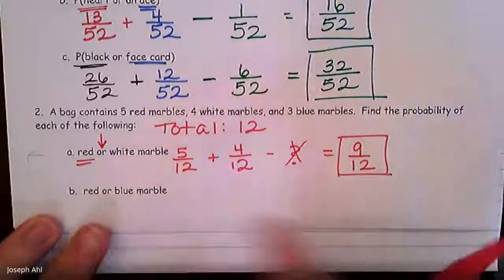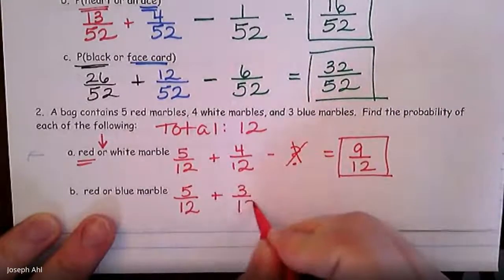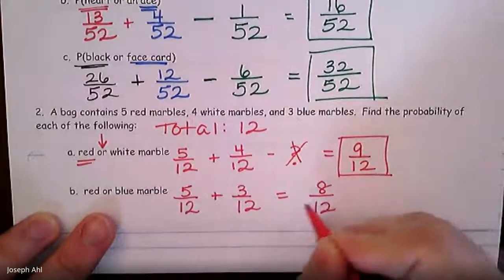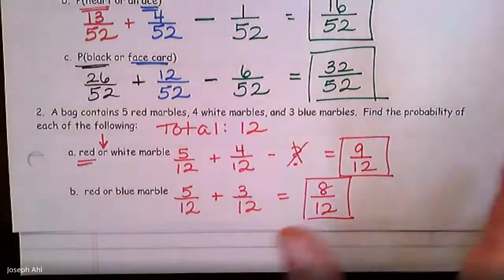Okay, if I want to do red or blue, similarly, 5 out of 12 is red, blue is 3 out of 12, for a total of 8 out of 12. No intersection there. Can't pick red and blue at the same time just by choosing a single marble. Okay. If you wanted to get really fancy, you would impress all your friends and tell them that these events are mutually exclusive. You can't pick a color or marble that has more than one color on it. So you can't pick red and white at the same time. But we don't really have to be too familiar with that word.